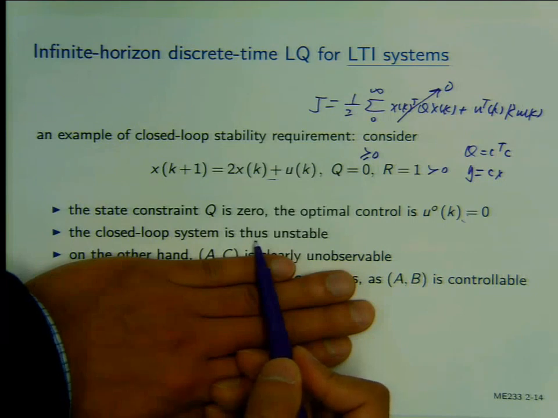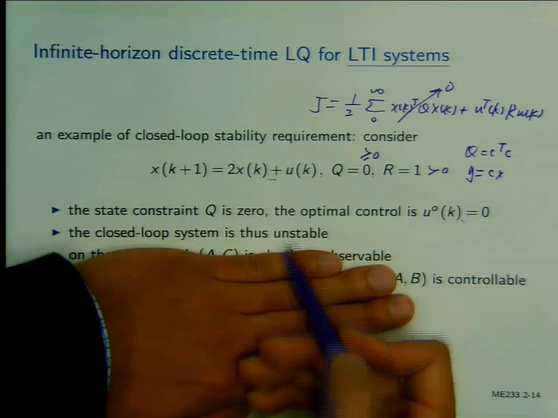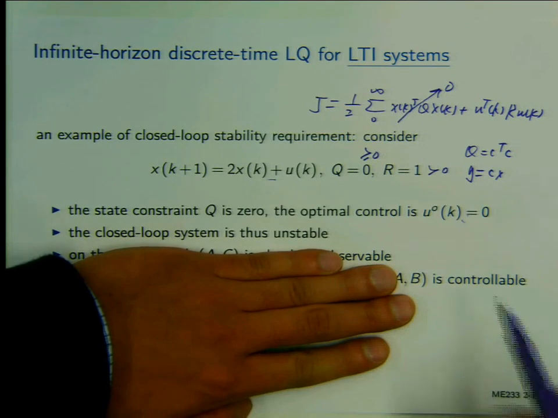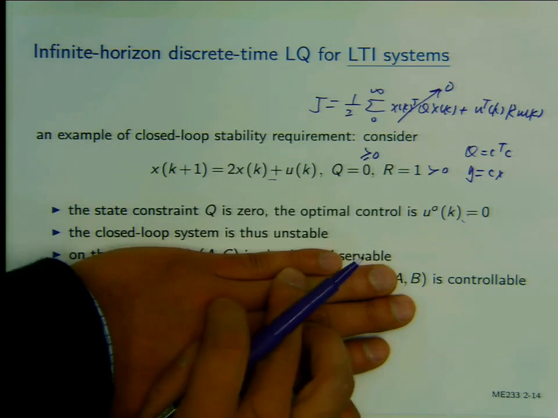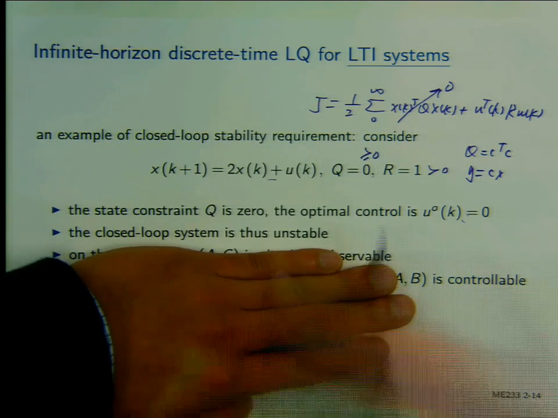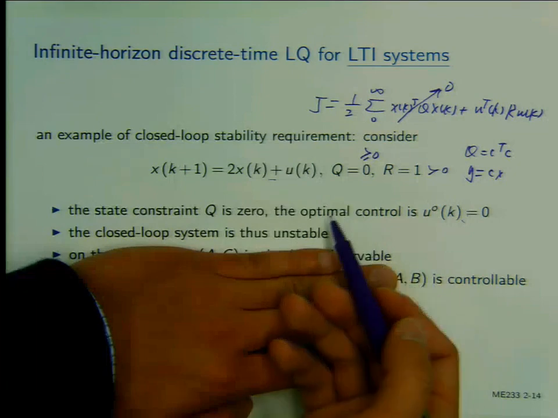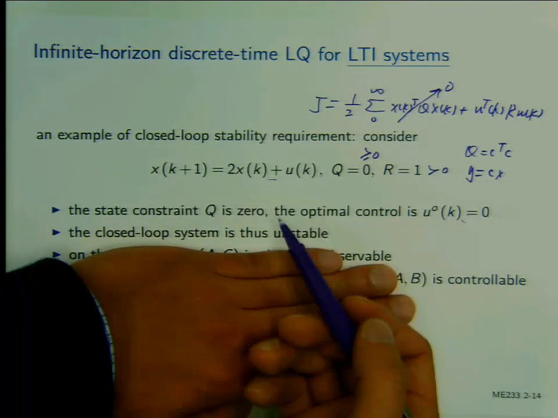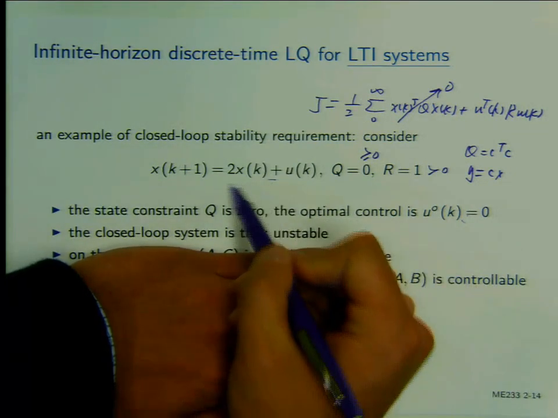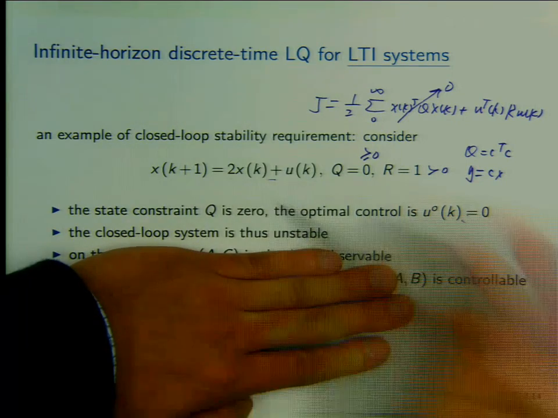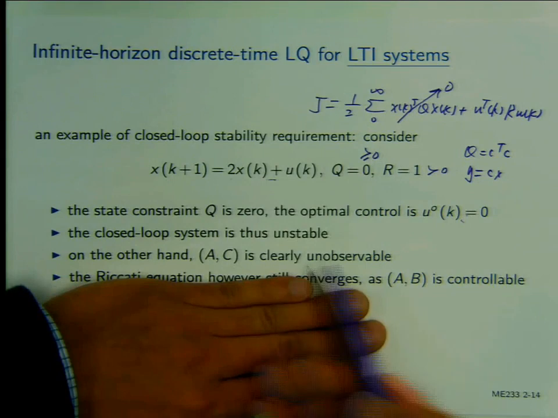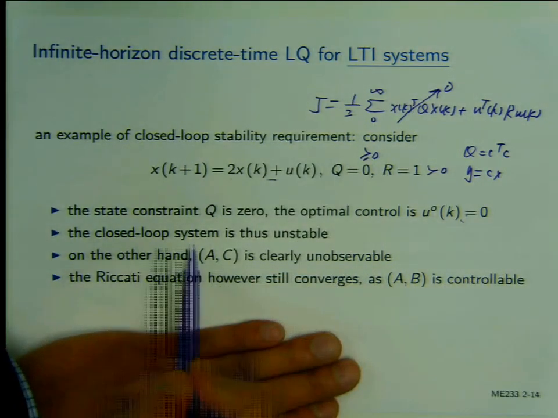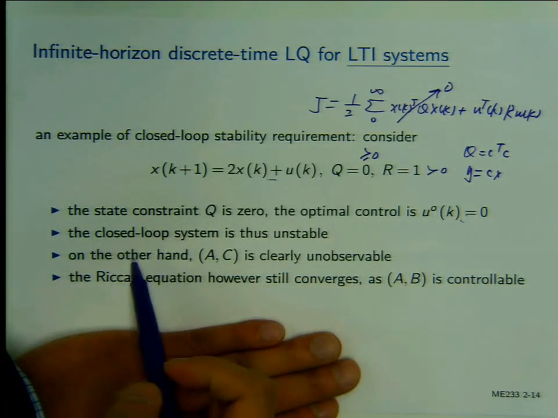Right? What conditions are failing here? I have explained that if some conditions hold, the closed-loop system is guaranteed to be stable. What conditions are not correct here? You see immediately, right? Is the system controllable? Yes, right? Because A is 2, B is 1. The system is definitely controllable. So the observability condition is failing here, and as a result, the closed-loop system is unstable.